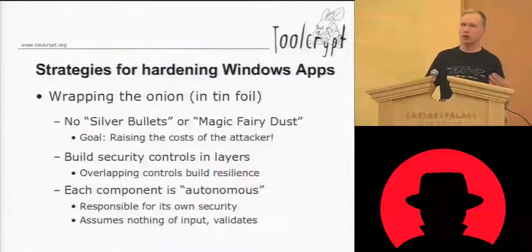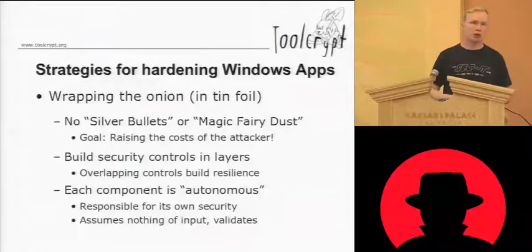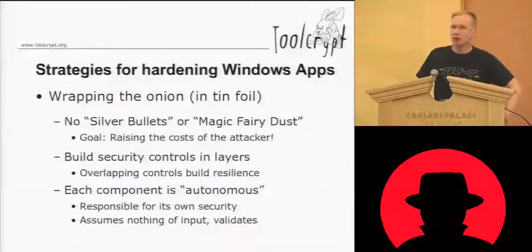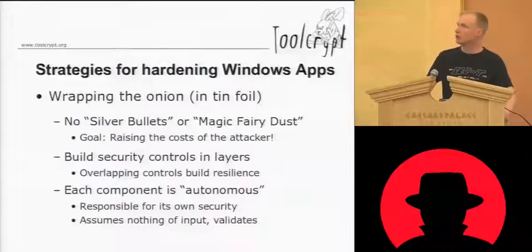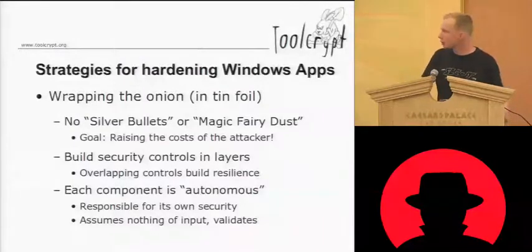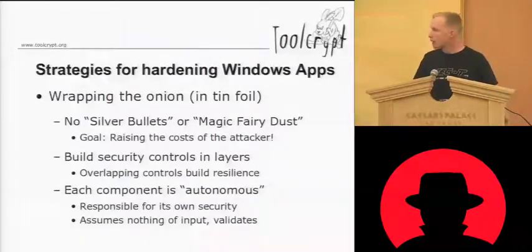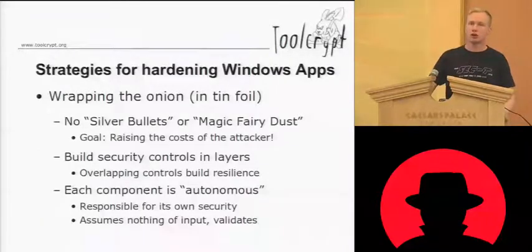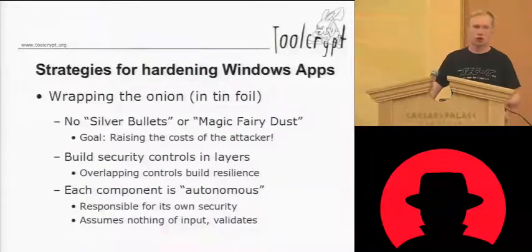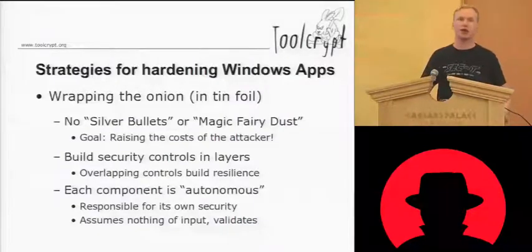So we need to build security in as overlapping layers. So even if one of these layers isn't perfect, there will be another one underneath and another one. And hopefully either an attacker won't get through all of them, or it will be at least very costly for them to do so. Look at each component in isolation. Make sure that it's responsible for upholding the security of itself by verifying its inputs and making sure it produces safe output as well. Assume nothing but validate everything.